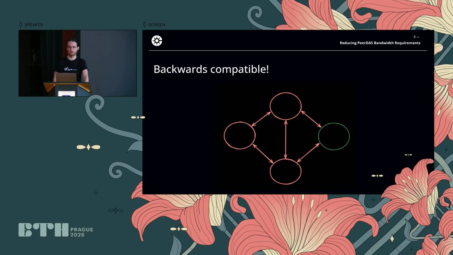And another nice thing about this is that it's backwards compatible. So in this network, each circle is a node. Green nodes are partial message enabled. Red nodes do not support partial messages yet. So at first, everyone is still using full messages, but as more nodes in the network support partial messages, more and more traffic in the network uses this more efficient protocol. At some point, hopefully, all the nodes will support partial messages.